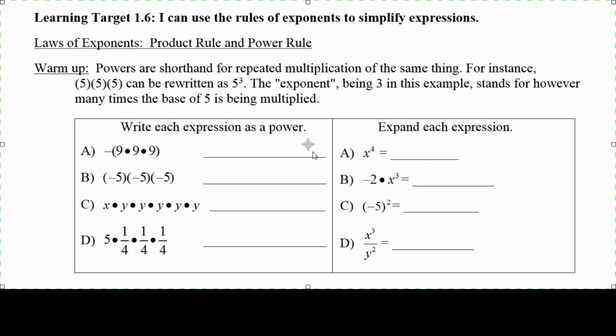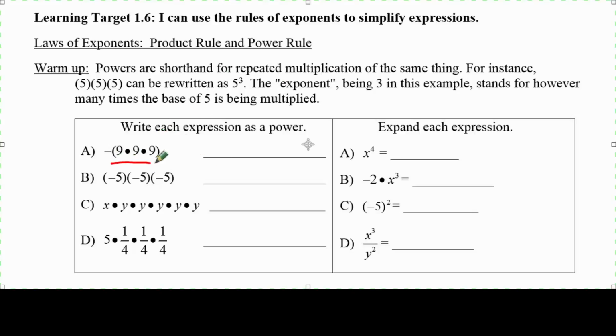Hello Algebra, it's Grow here, and we're going to talk about target 1.6, which is using the rules of exponents to simplify expressions, and we're starting on page 19 in our Algebra Chapter 1 packets. So, we're going to start with talking about what an exponent really is, and most of the stuff is going to be pretty simple right away, and we'll get into the rules pretty quickly.